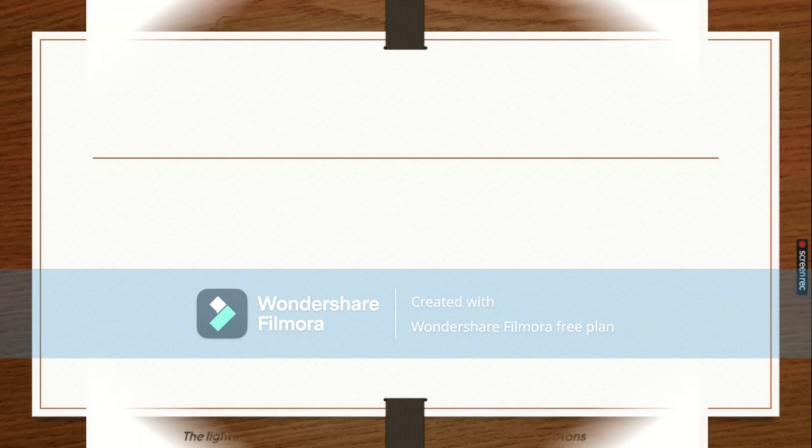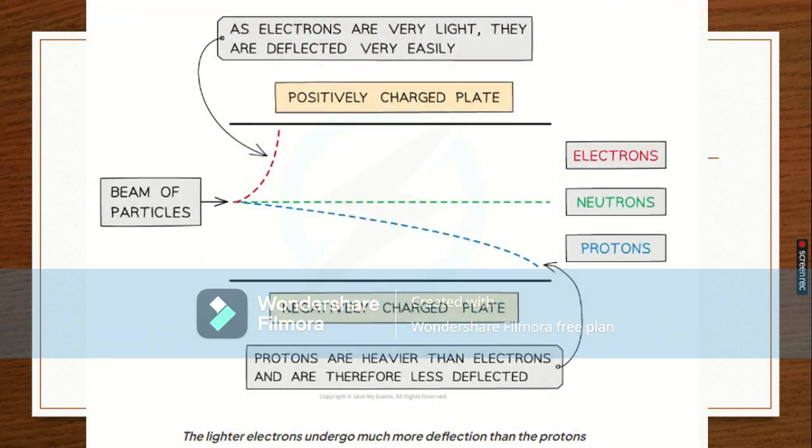Let's go to the diagram. You can see here clearly the diagrammatic representation of the beam of particles when they are moving in an electric field. Here we have the positively charged plate. Here we have the negatively charged plate. Now, these are the electrons, and you can see there is a lot of deflection for the electrons. And why is that? Because they are very light and they are deflected very easily.